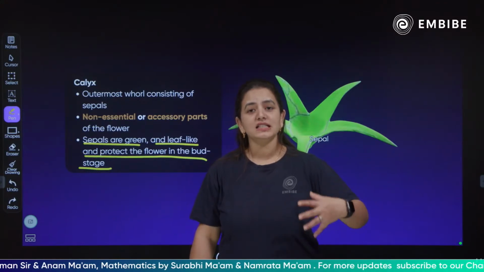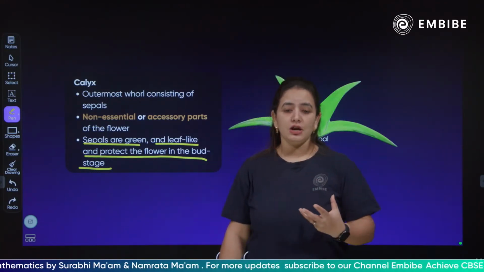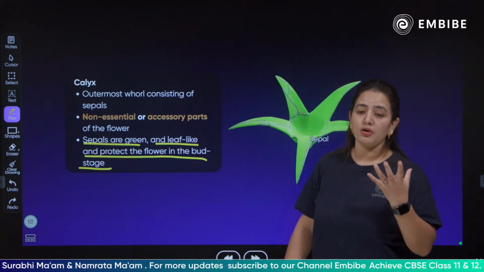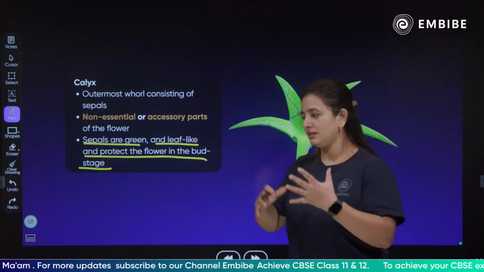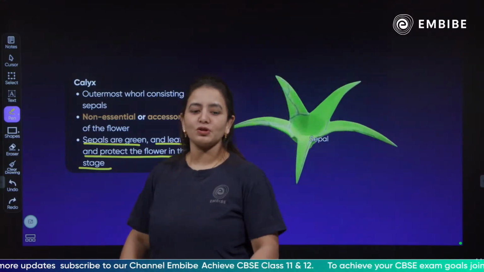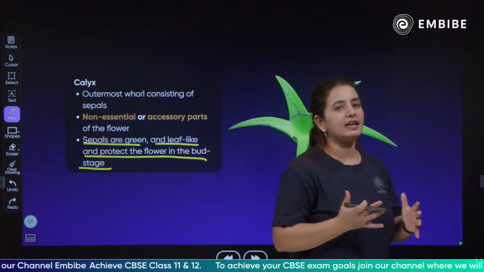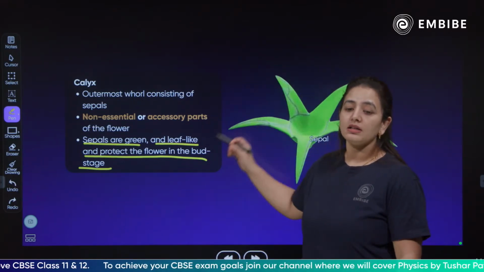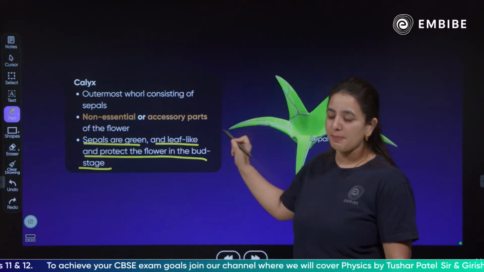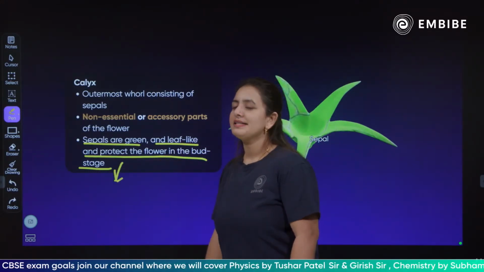Okay, so this calyx protects the flower in the bud stage before the bud becomes a whole flower. Before the flower blooms, there is a bud which needs to be protected, and it has a covering of the calyx. So the calyx, or you can also say the sepals, cover the buds and protect them in the bud stage.